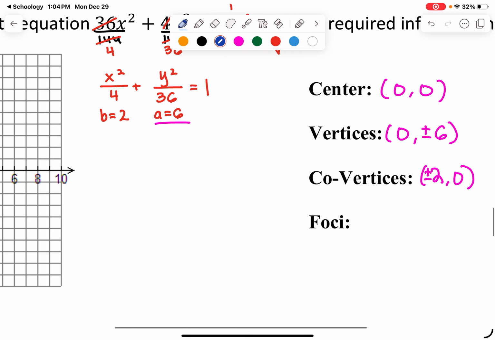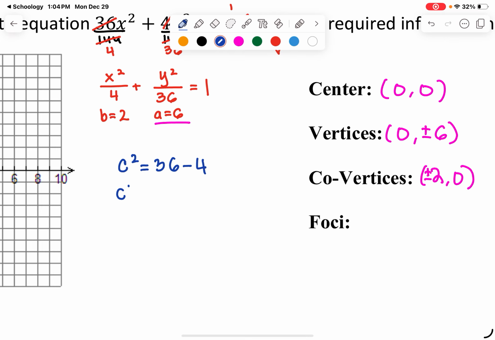Foci are c units from the center, so I'm going to do c squared is equal to a squared minus b squared. c squared is equal to 32. Square root, plus or minus. Simplify that.